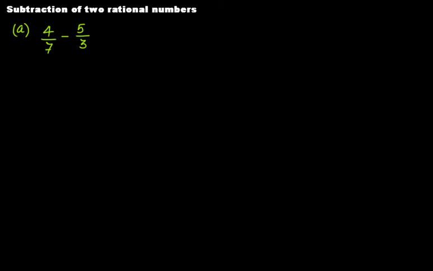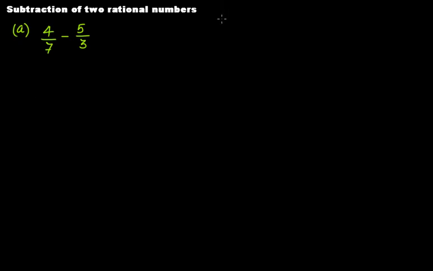In this video tutorial, we learned how to subtract two rational numbers. In this problem, we have two rational numbers 4/7 and 5/3. You have to subtract 5/3 from 4/7.